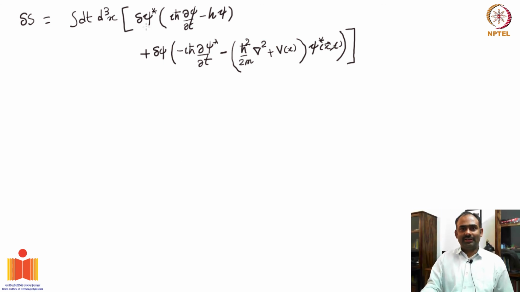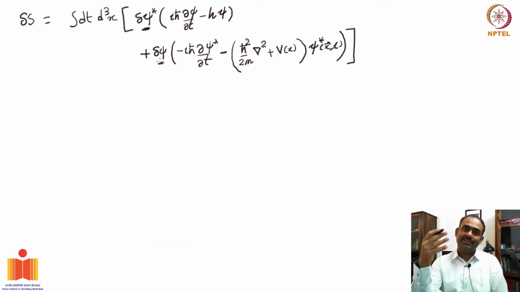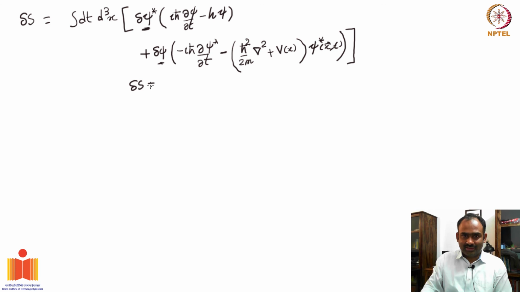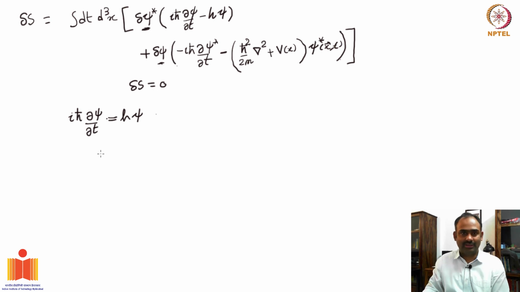Now I have freed up delta psi star and delta psi here. Because these are independent variations of two independent variables, the only way delta S can be zero is if these two factors in the round brackets vanish by themselves. So I get the equation of motion, i h bar del psi over del t minus H psi, which is your Schrodinger equation, is equal to zero. Let me put it equal to here, so I take it to the right side.